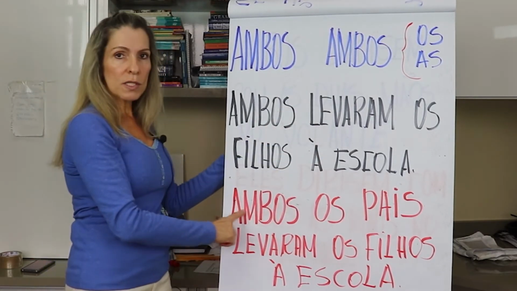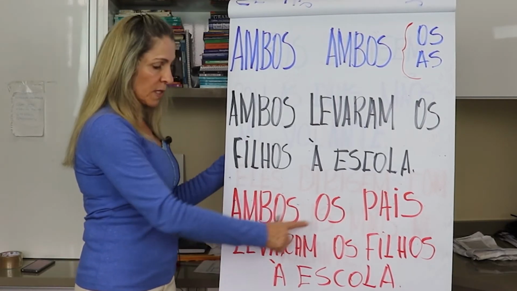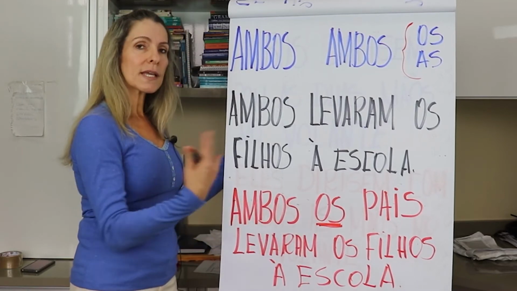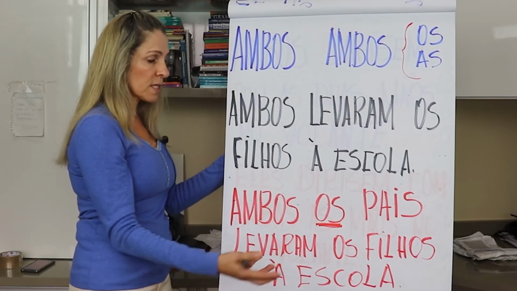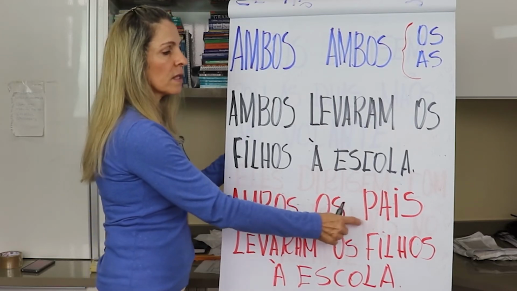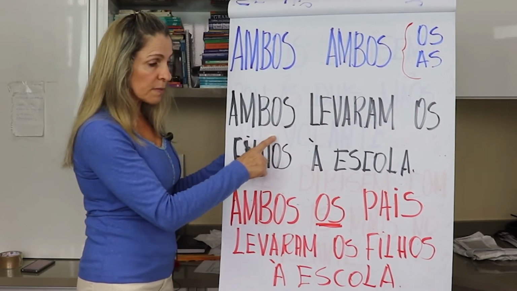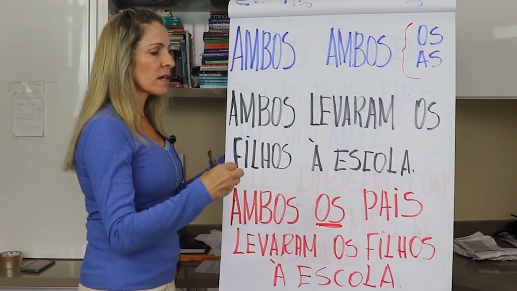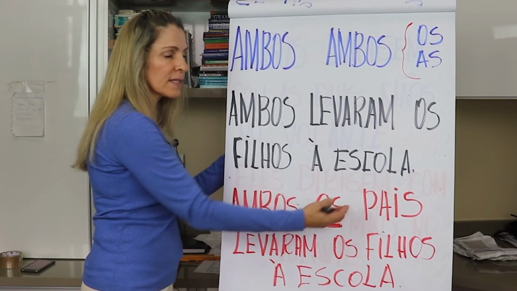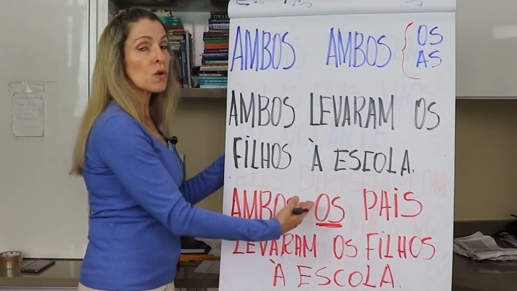Verb. Ambos os pais levaram os filhos à escola. Both parents took their children to school. Agora, nós temos o artigo os, porque nós temos o substantivo determinado. So, we use both, ambos, and the article os, e o artigo os, because we have the noun. The noun is determined. And here, in this sentence, the noun is not determined, but here, pais, parents, okay, this noun is determined. Então, neste caso, eu uso o artigo os, porque pais é masculino, pai e mãe, mother and father. Os pais, the parents, both parents, ambos os pais.